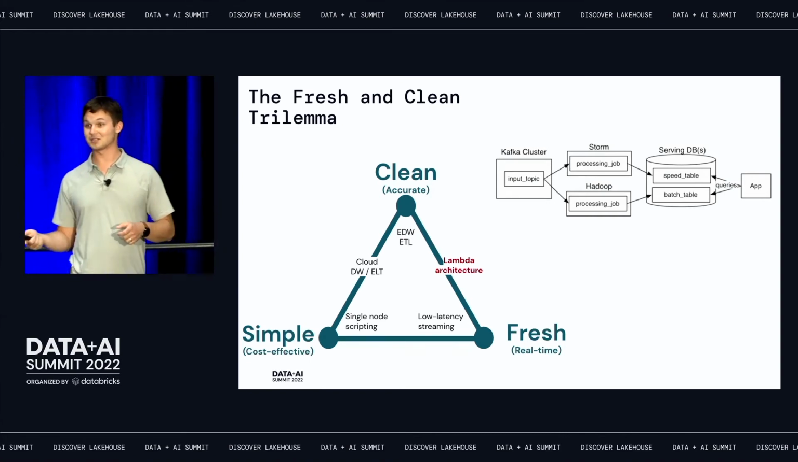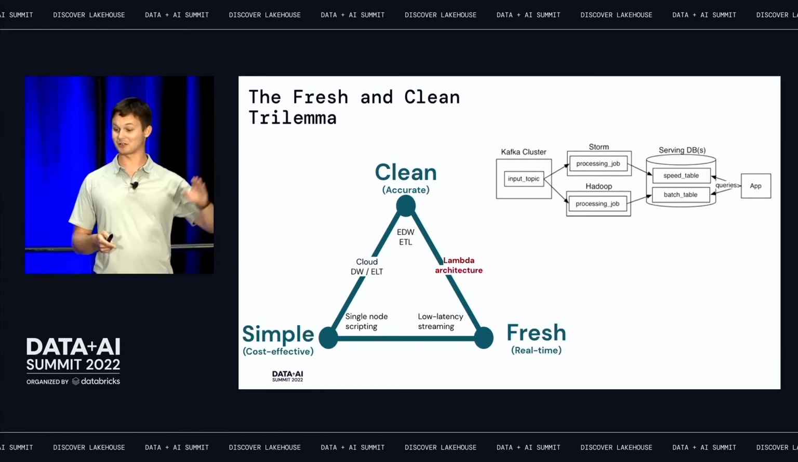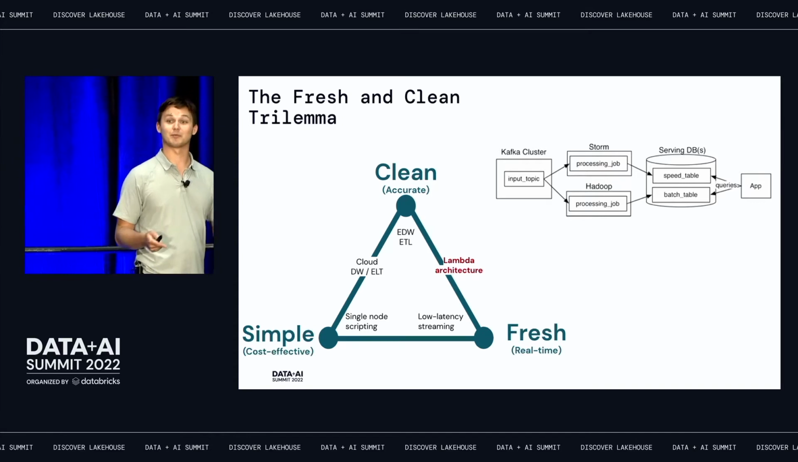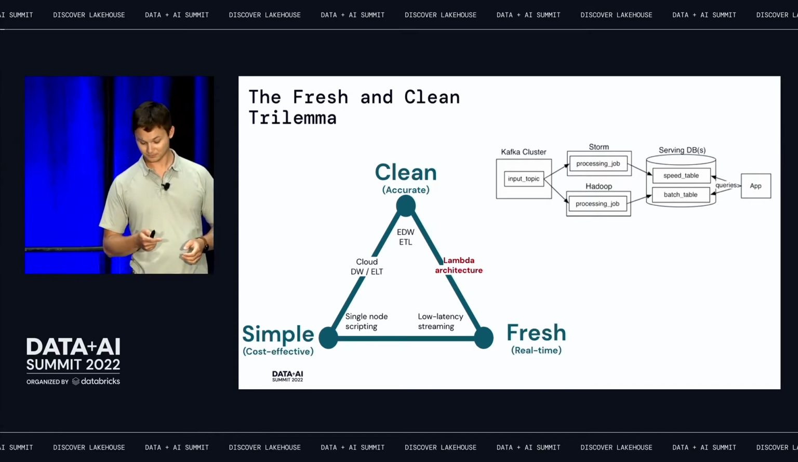The other thing we lose is a single source of truth. People go to the serving layer and they don't know: do I query the speed layer? Do I query the batch layer? It's that same problem, what's the actual accuracy?